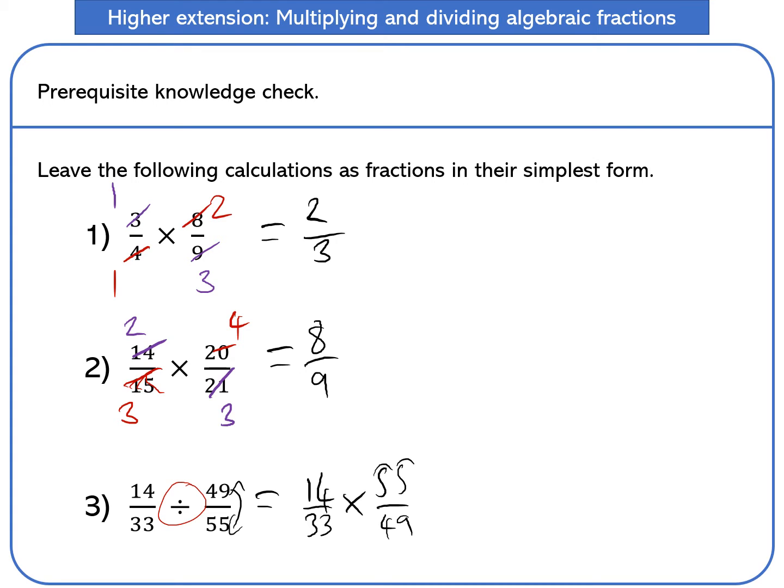How many 11s go into 33? 3. How many 11s go into 55? 5. And 7s here. How many 7s go into 14? 2. How many 7s go into 49? 7. We multiply across. 2 times 5 is 10. 3 times 7 is 21.